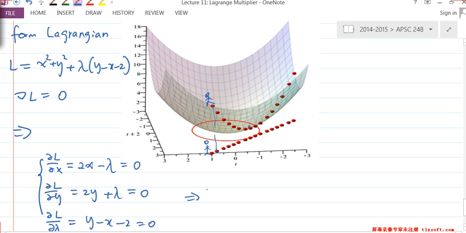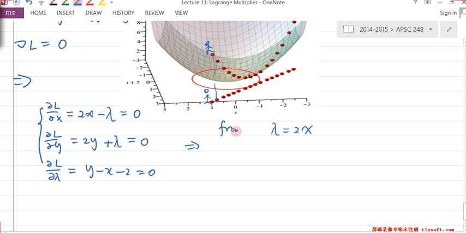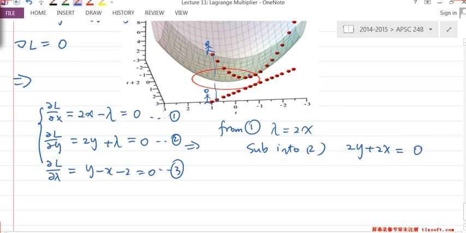Okay, so let's solve these all together. This is the approach you would do: from number 1, number 2, number 3. From number 1, 2x minus lambda equal to 0 gives us lambda equal to 2x. And then we substitute into number 2. What do we have? 2y plus 2x equal to 0.